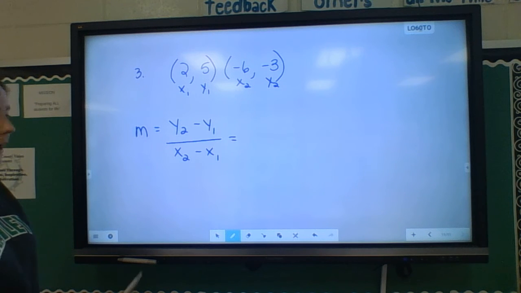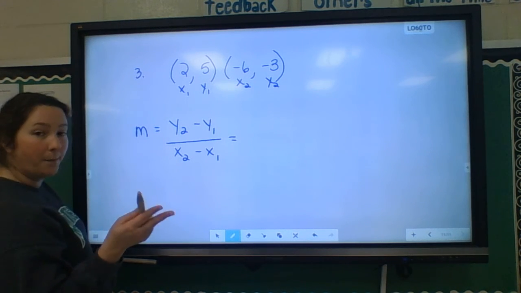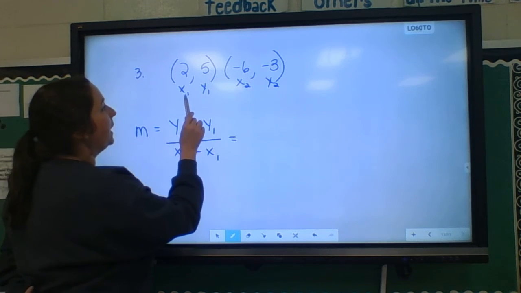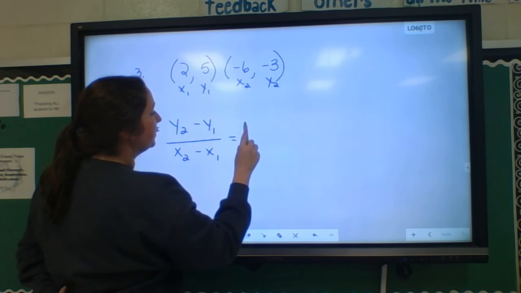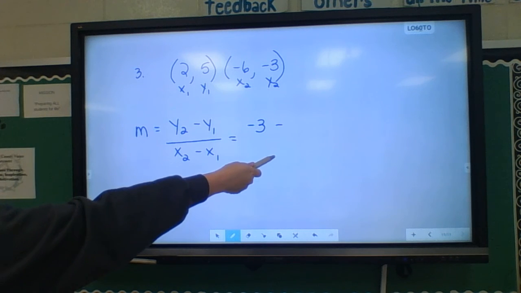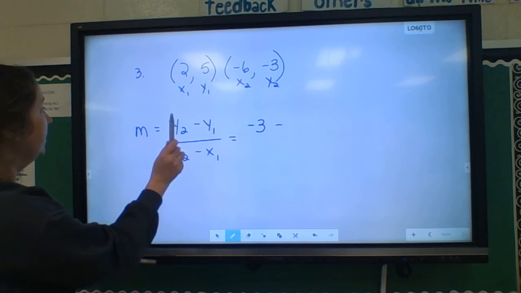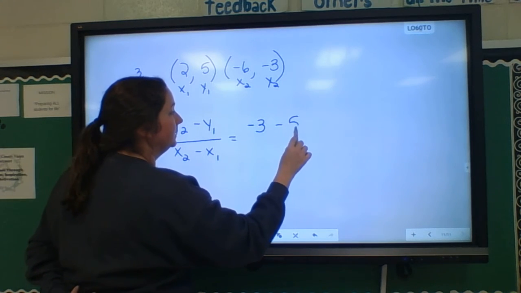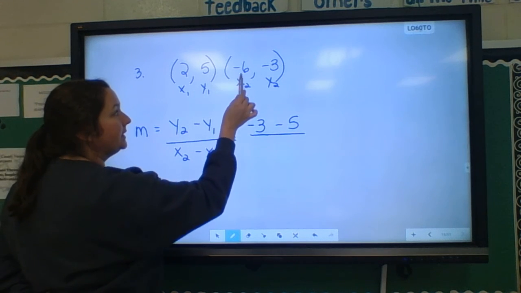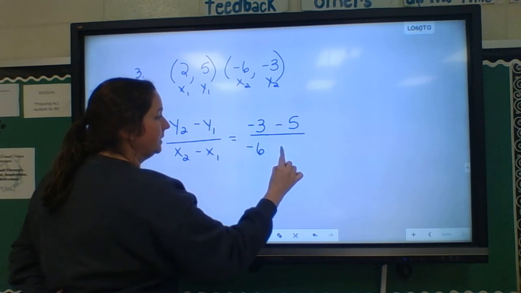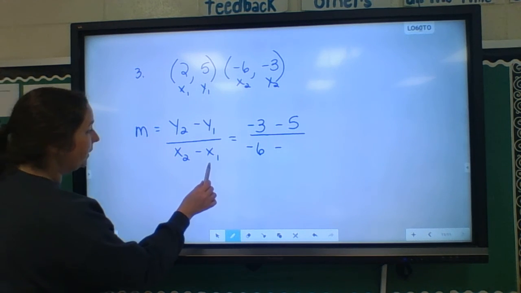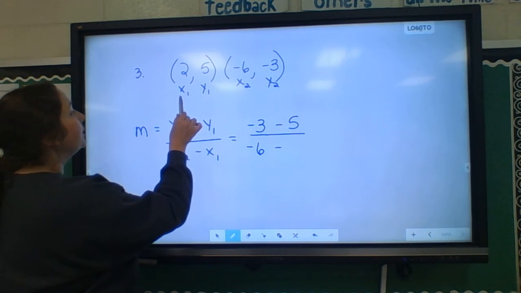All right, so what do I do? Step number 2 is substitute into the formula. We had to write it down so we could do that part. So Y2, where's Y2? All the way on the end. It's a negative 3, so I write negative 3. Remember? First problem, second problem, third problem. Still subtract. Nothing's changed. Y1 is 5. X2, we're finding X2. It's a negative 6. Still subtract. Every single time. And then where's X1? There it is. So it's a 2.